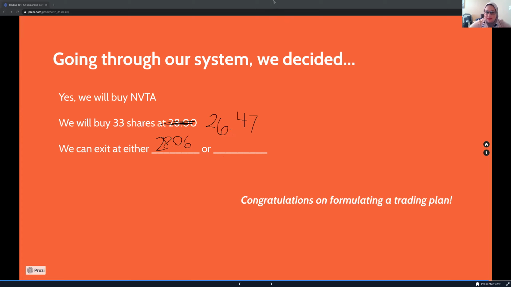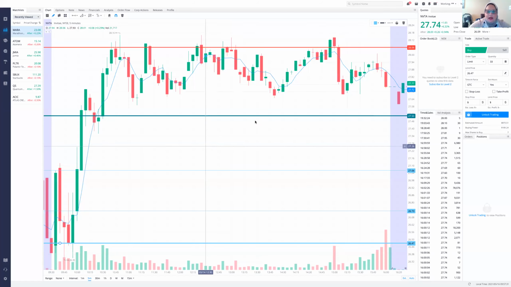Okay, let's do our second method, where let's say I want to make $1 profit. So I'm going back to Webull. We said we're entering at 26.47, so $1 would be 27.47. That's where we're starting. What would be our closest level of resistance to here?